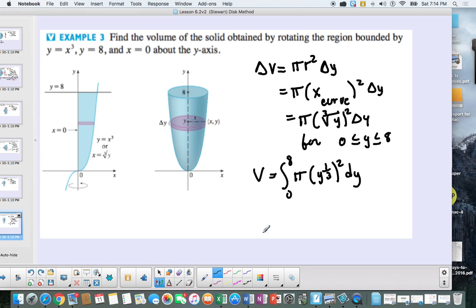And I have this. I set it up in my integral, and the y's go from 0 to 8 here. 0 to 8, and then I just go ahead and integrate.